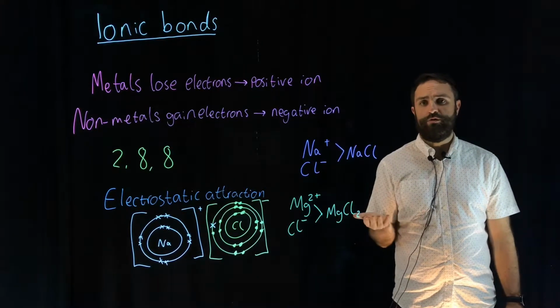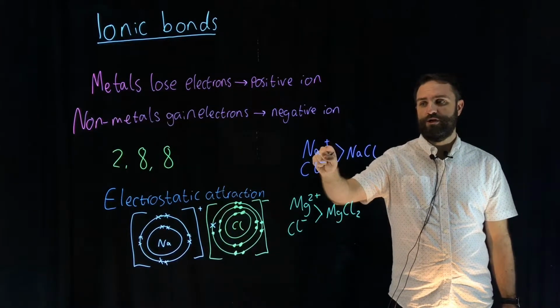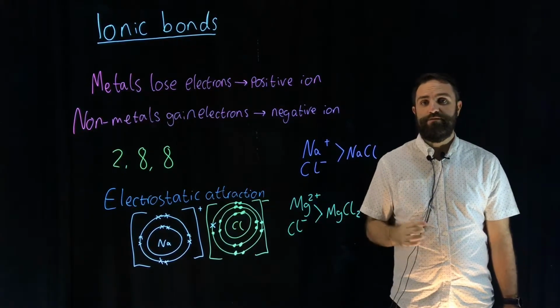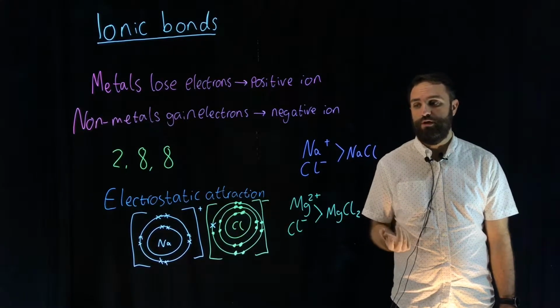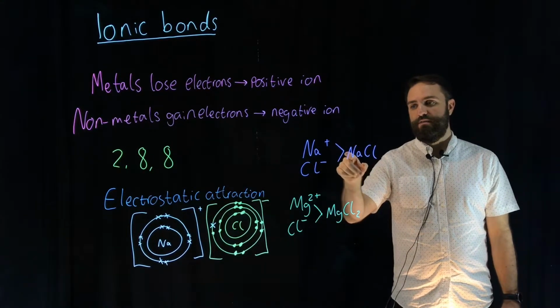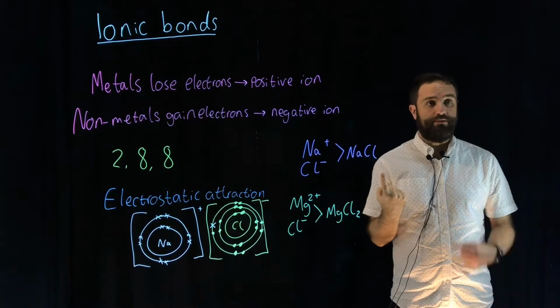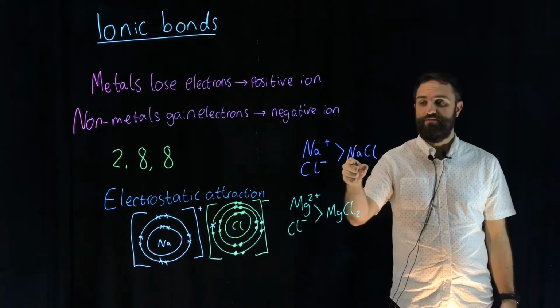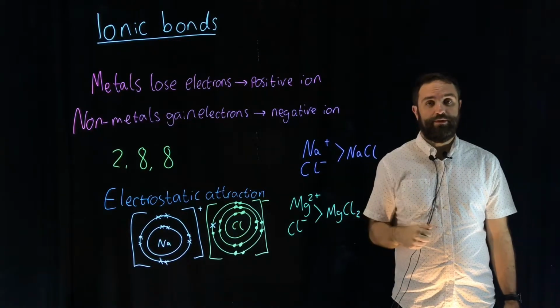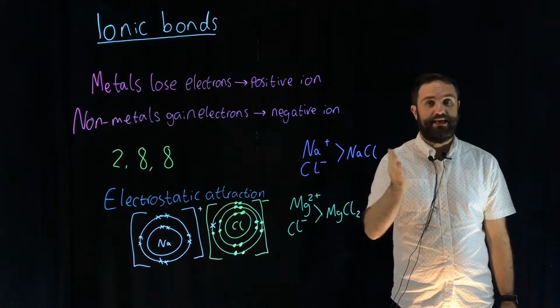So in sodium and chlorine, we've got sodium forming a charge of 1+, it loses 1 electron. Chlorine forms a charge of -1 because it gains that 1 electron. And if you have +1 and -1, that's neutral. So every time you have 1 sodium, you have 1 chlorine. The simple formula for sodium chloride is NaCl.